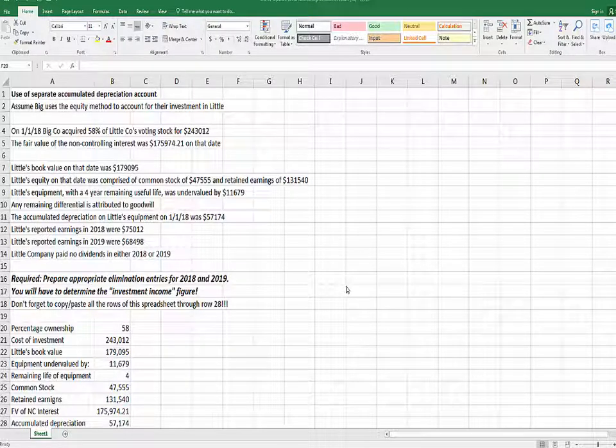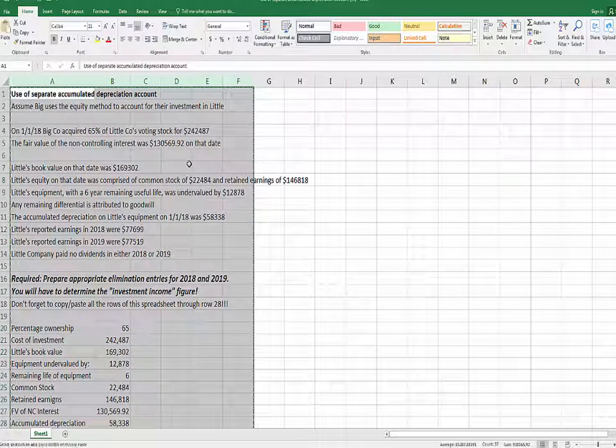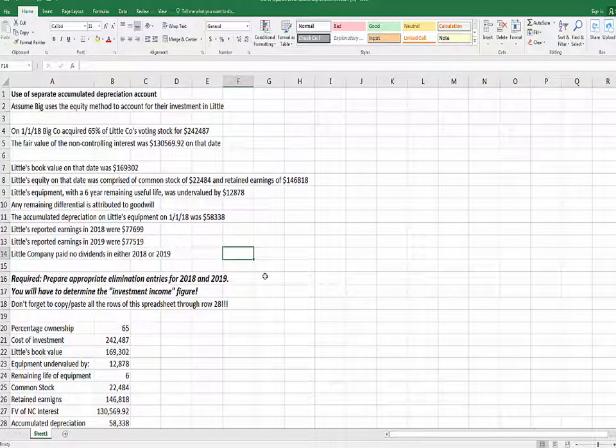Okay, let's go ahead and go through the solution to the assignment that involves using a separate accumulated depreciation account. And again, we have our random values there, so our first order of business is to copy, paste as values. Okay, so now we have a bunch of constants. And I guess the first thing we should do is go ahead and do our cost versus book value equals differential analysis. So cost, again, we have two columns, one for our 65%, another for the total 100%.